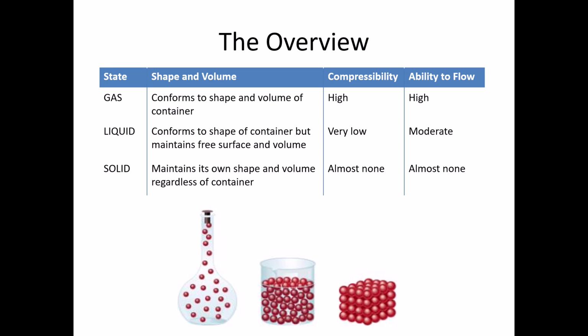So if we think about gas molecules in a container, they spread out very far from each other and they have very little interaction with each other. So we say they have high compressibility because there's not really intermolecular forces there. They're not close enough to interact, so we can push them closer together.